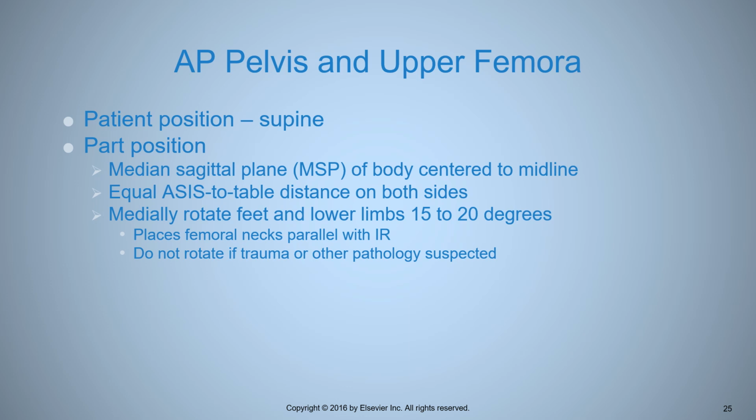Okay, remember the greater trochanter is in the same transverse plane as the pubic symphysis. We need the pubic symphysis, but we also need the inferior pubic rami. So we do need to go down 1.5 inches, 2 inches below the level of the greater trochanter.